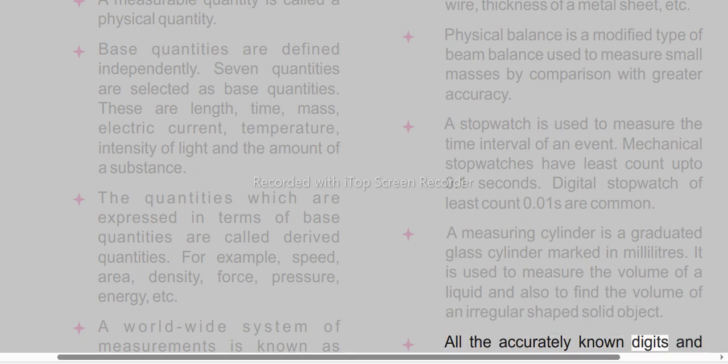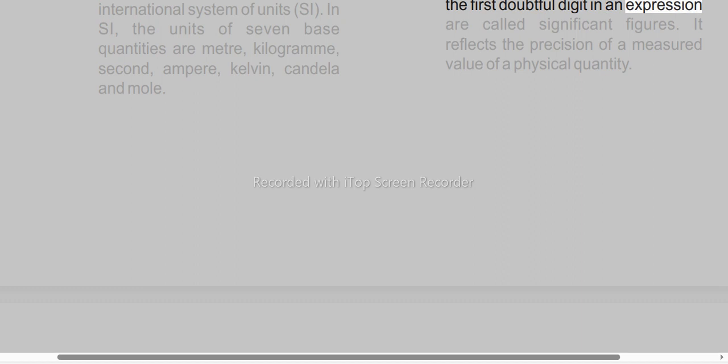All the accurately known digits and the first doubtful digit in an expression are called significant figures. It reflects the precision of a measured value of a physical quantity.